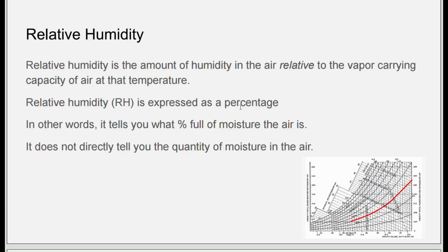It's expressed as a percentage, and the way I think of that is it's basically what percent full of moisture am I? It doesn't directly tell you how much moisture is in the air. It tells you what percent full we are. If you're looking at a psych chart, one way to visualize it is to pick a random point. If I'm here, draw a line vertically upward until you hit saturation. Take the entire length of that line divided by the length of the line from your point down to here. The ratio of those two lines is going to be your relative humidity, pretty much.